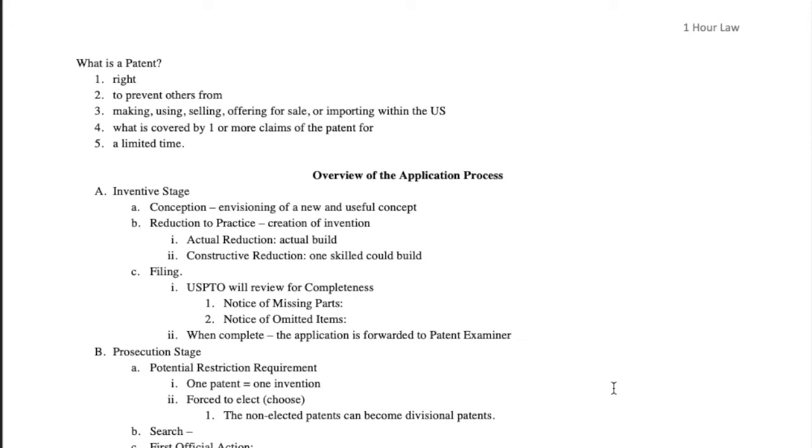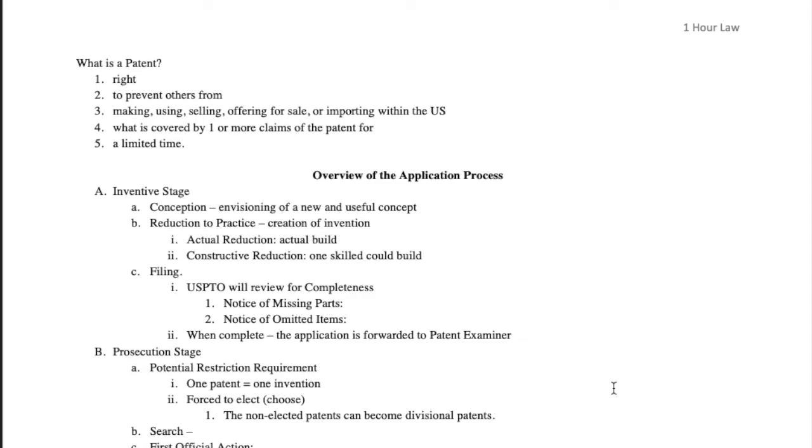There are three stages: the inventive stage, the prosecution stage, and the post-allowance enforcement stage. In the inventive stage, it begins with conception, where the person envisions a new or useful concept. Next, they're going to reduce it to practice, meaning they're going to create the invention, actually producing the concept or idea. And you could have that in two ways, either actual reduction or constructive reduction.